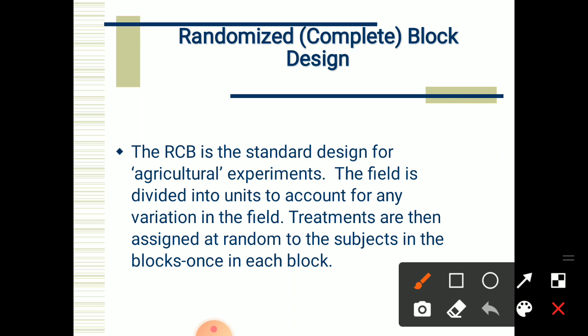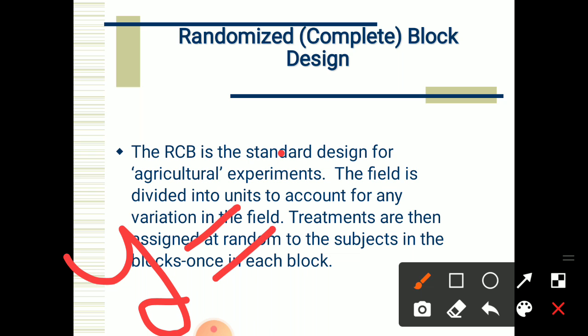We will move on to the randomized complete block design. The statistical model for the RCBD will be y, the dependent variable, is equal to mu plus, where mu is the population mean, plus the one factor, which is the treatment factor.